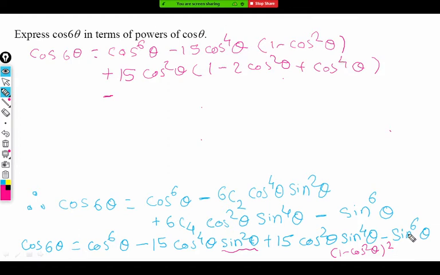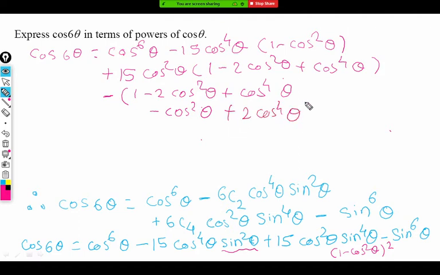So I want sine raised to 6 theta. I will multiply this bracket by 1 minus cos square theta. First the bracket as it is: 1 minus 2 cos square theta plus cos 4 theta, then multiplying by minus cos square theta. Multiplying 1 gives minus cos square theta, then plus 2 cos 4 theta, then minus cos raised to 6 theta. That's the end of the bracket. Now we still have to simplify further.